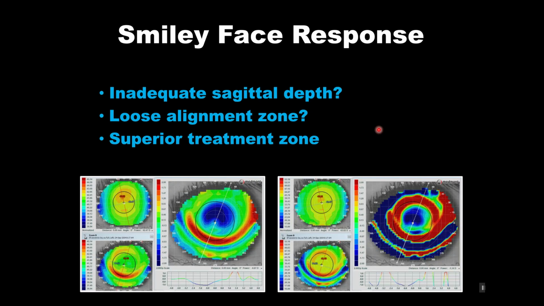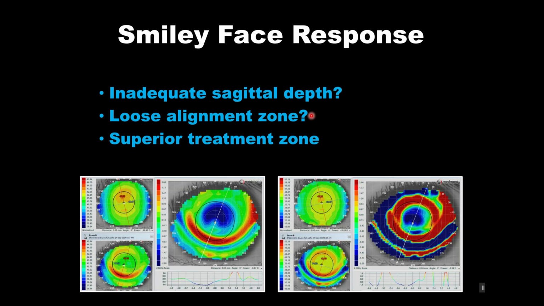A smiley face is usually an inadequate depth or a loose alignment zone. So in other words, if the lens hits the central cornea, if there's central corneal staining, you know your depth is inappropriate. You should increase the sagittal depth. If the lens is not producing staining, if it's the appropriate height, but it's too loose and sloppy in the closed-eye environment, then we need to tighten up the alignment zone.